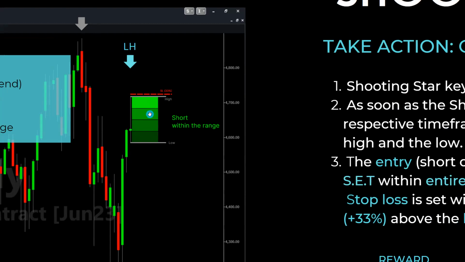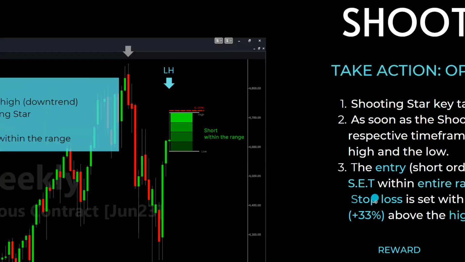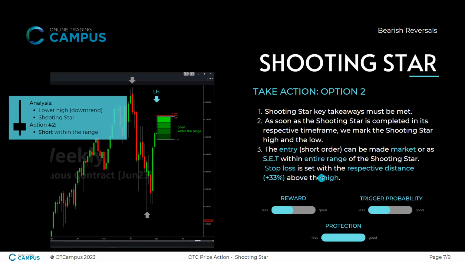You can set an entry. For example, you want to sell the shooting star, depends on your profit margin, around the 50%. That means set this one here, or you want to short the shooting star in 2 days, then wait where you are in 2 days. For example, you are here in 2 days, short the market here, and then stop loss above. Stop loss is set with a respective distance plus 33% above the high.